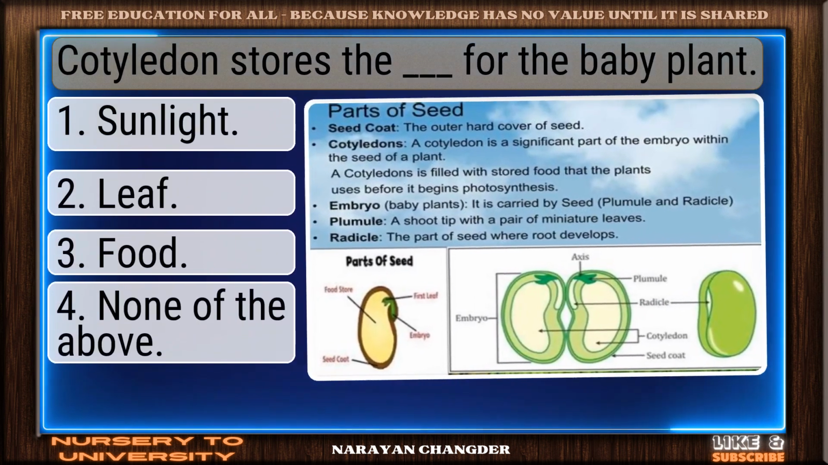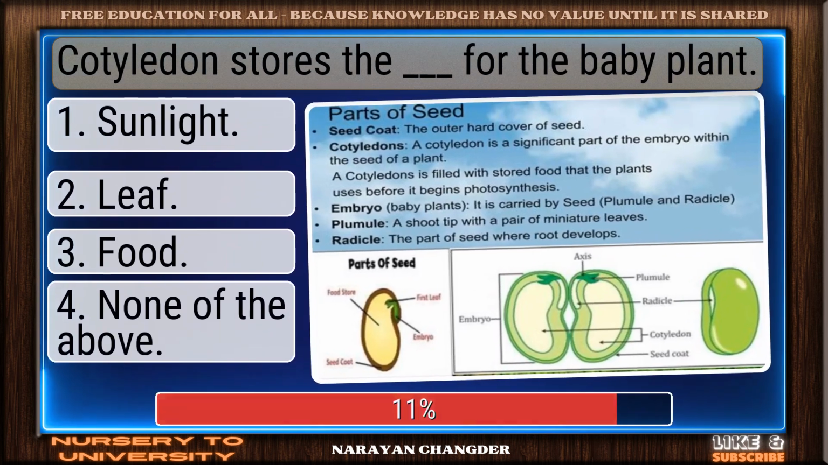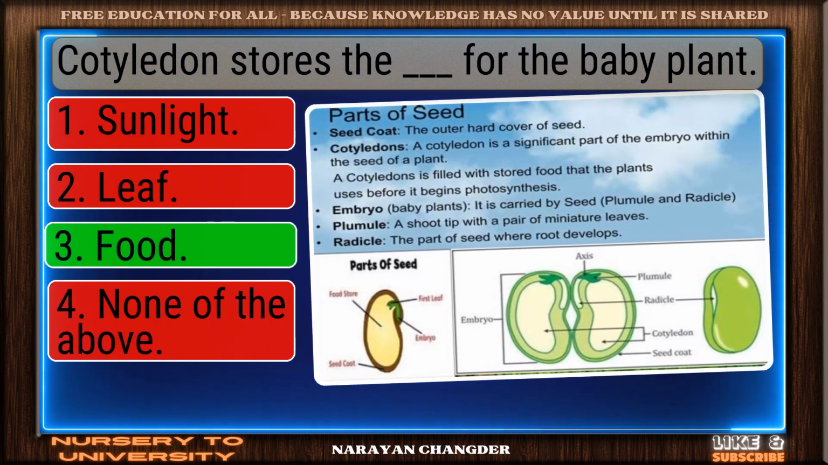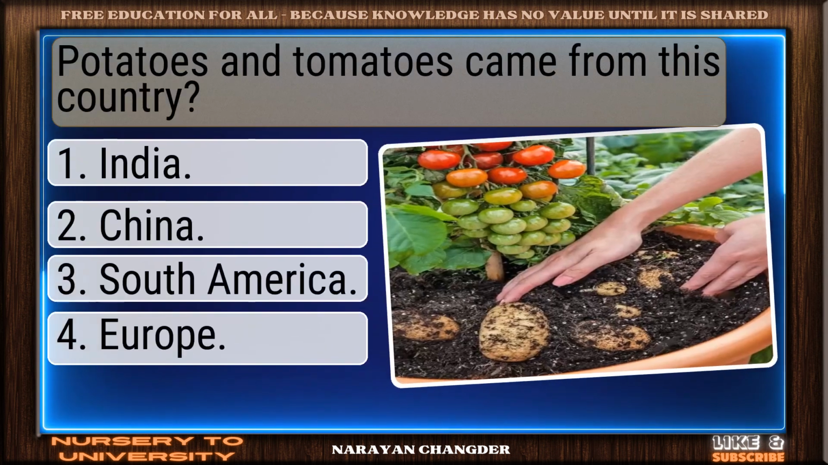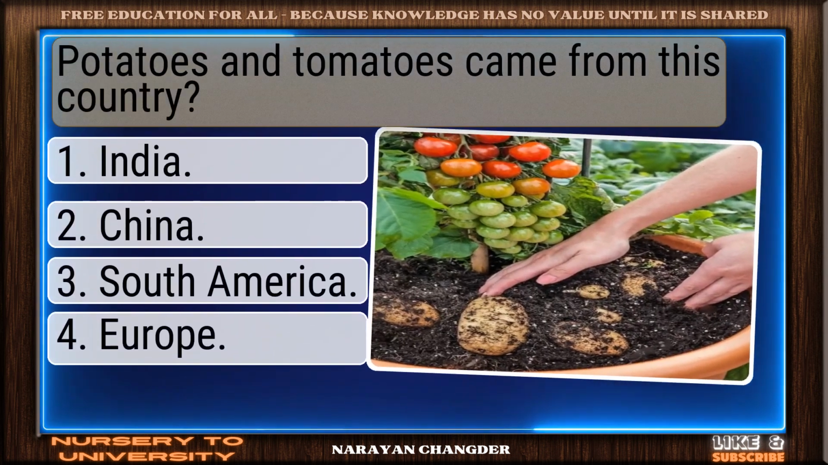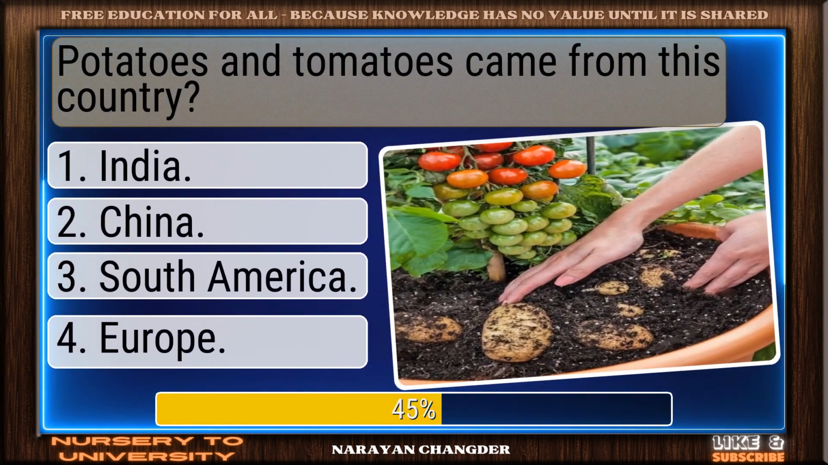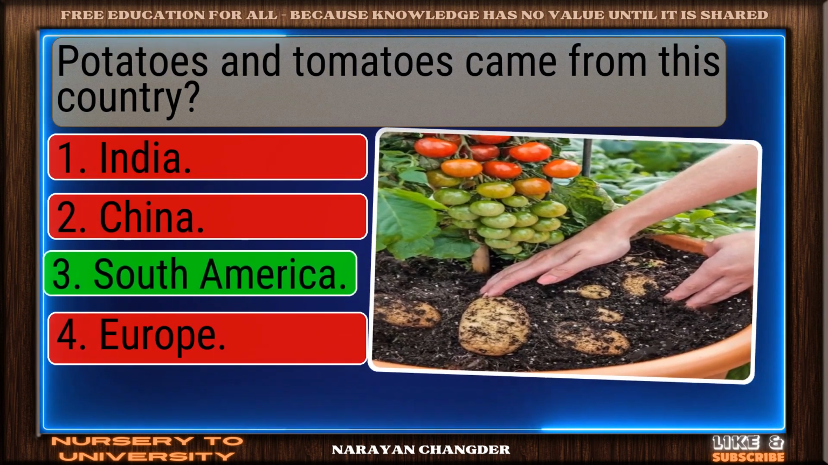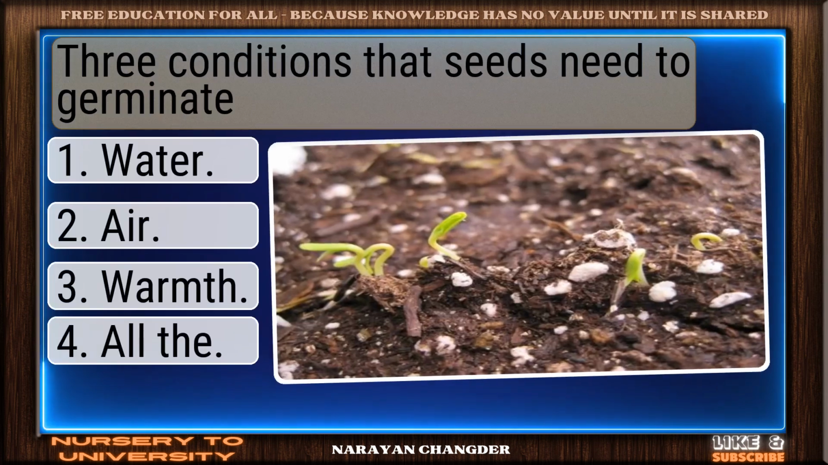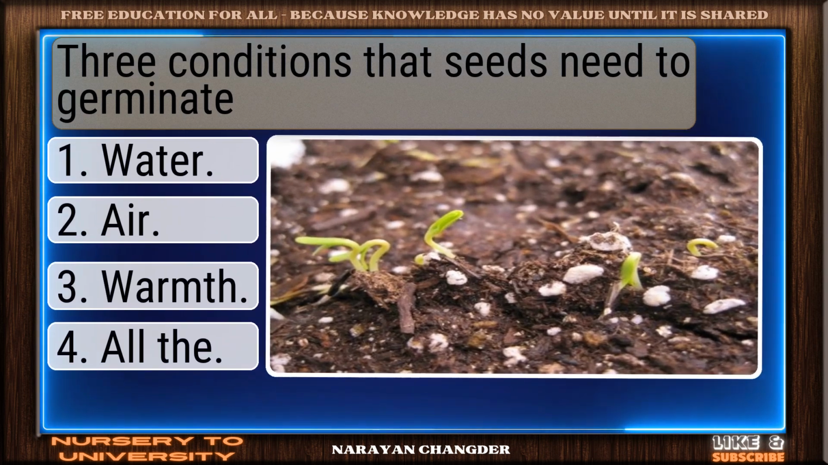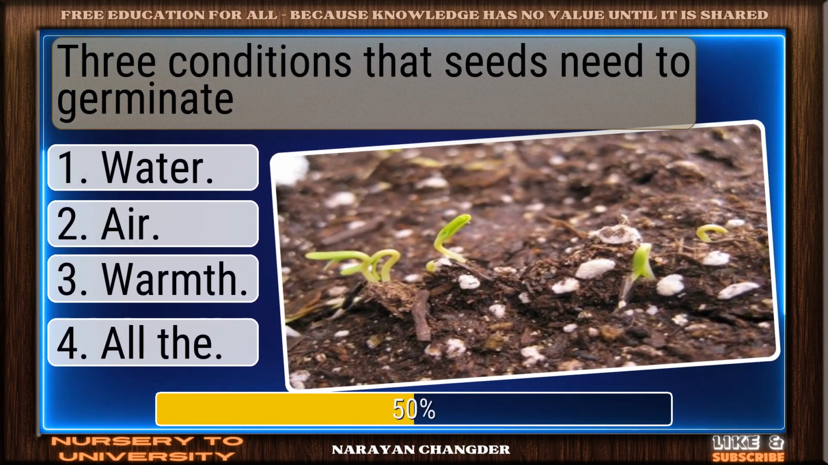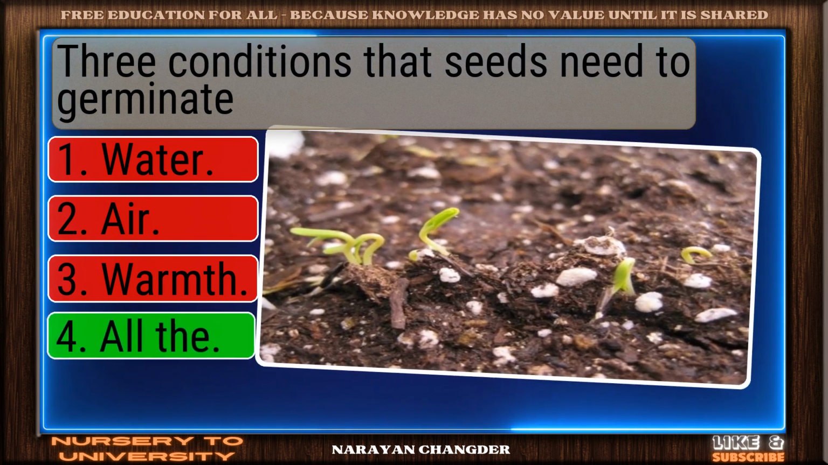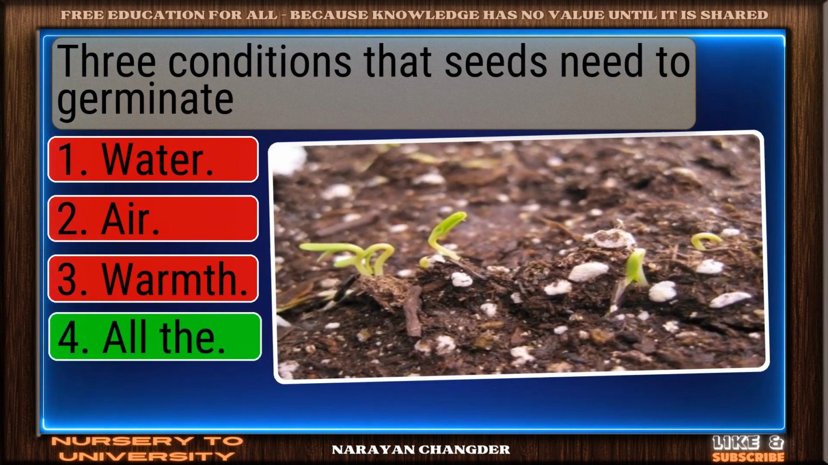Cotyledon stores the dash for the baby plant. Correct. Food is the right answer. Potatoes and tomatoes came from this country. Excellent. South America is a brilliant choice. 3 conditions that seeds need to germinate. Clear logic. Your choice, all these sound and 100% true.